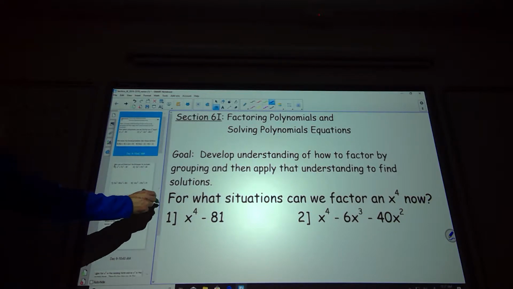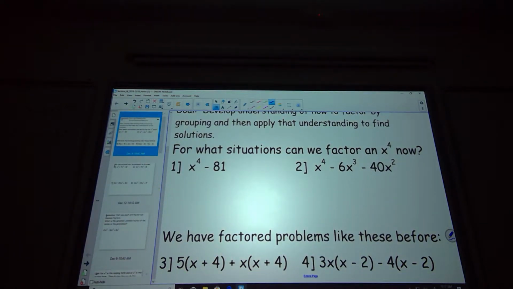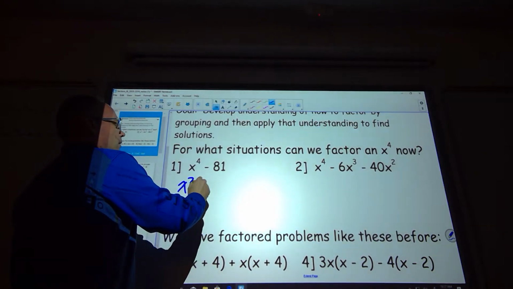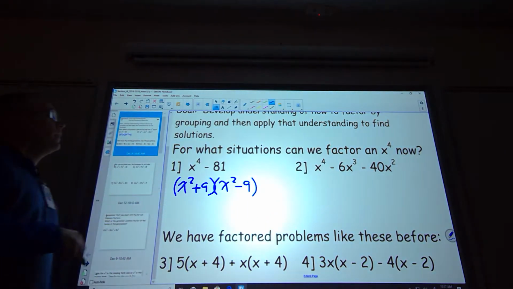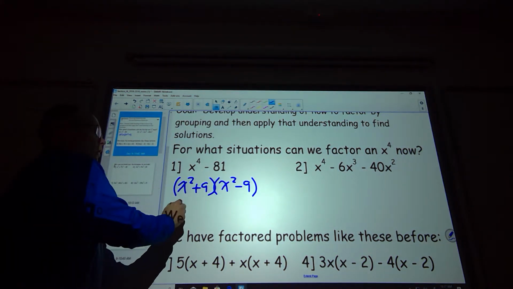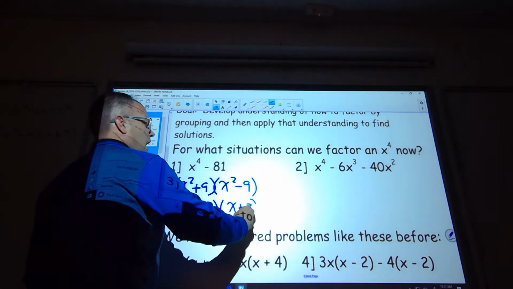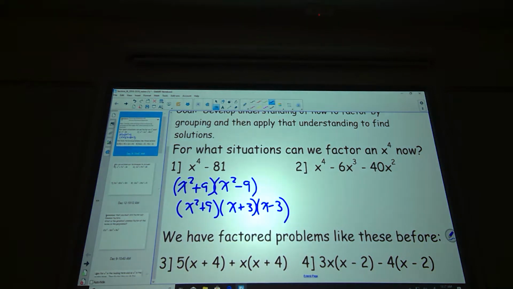All right, but anyhow, let's factor this. Ready? Difference of two squares, yes or no? Is x to the fourth a perfect square? Yes, and 81. All right, so I got x squared plus 9, x squared minus 9. Everyone agree? Can I factor that out any further? Yeah. X squared plus 9 won't, but x squared minus 9 is x plus 3 and x minus 3. I think we should be good there. Okay.